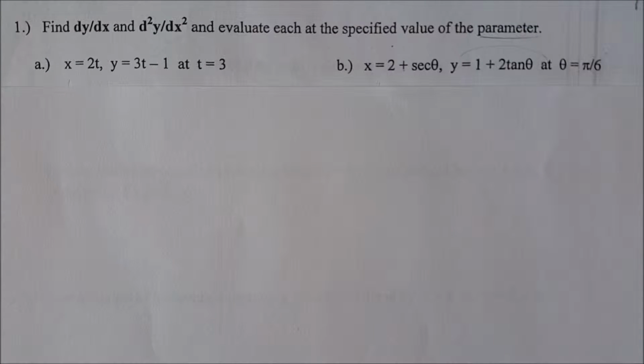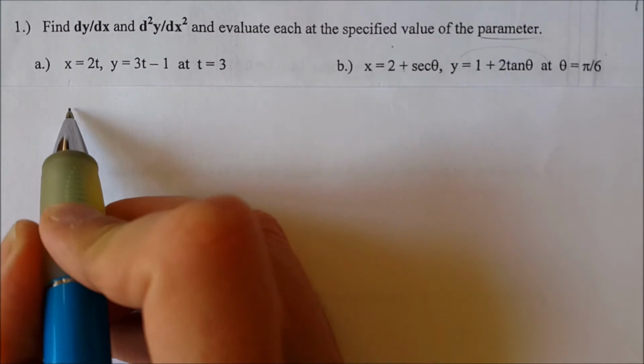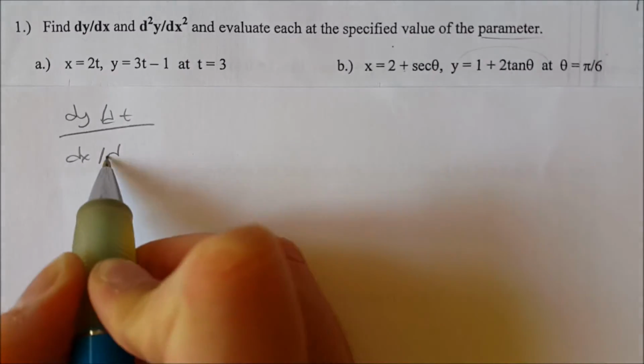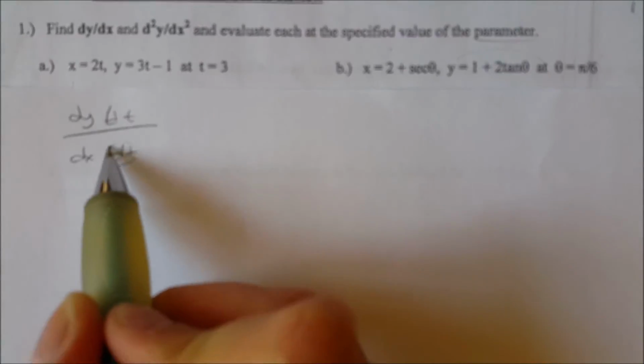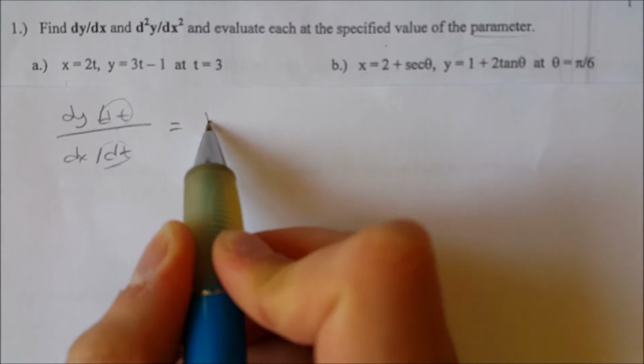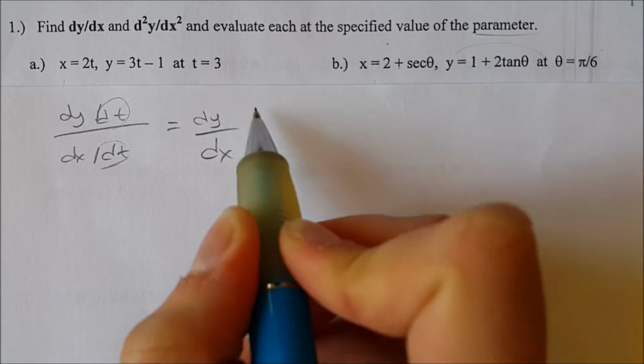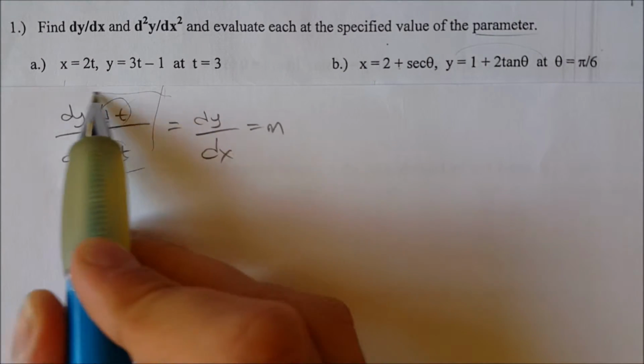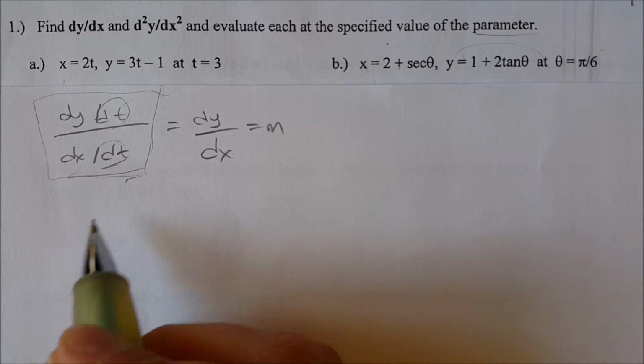In the first part of the question, we need to find the derivative of the parametric function we are given. So the formula for that is dy over dt over dx over dt. If you think about it, the dt's would cancel and then we will be left with dy over dx, which is equal to m. So the derivative we want to find is the answer of this formula.